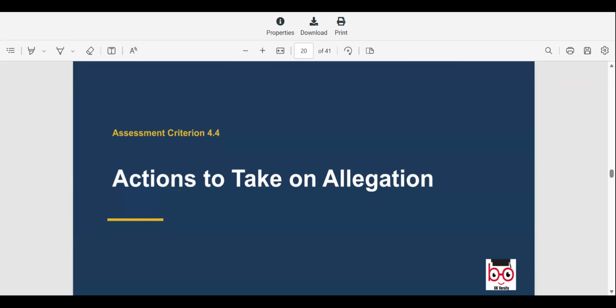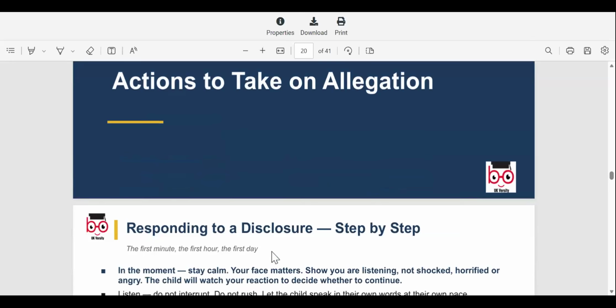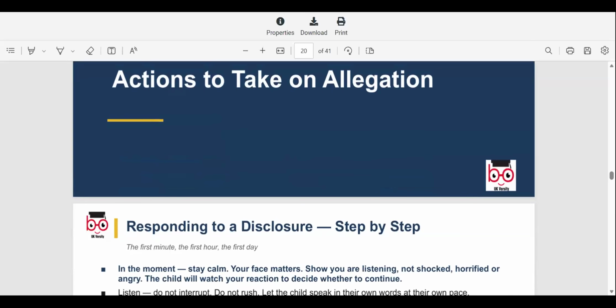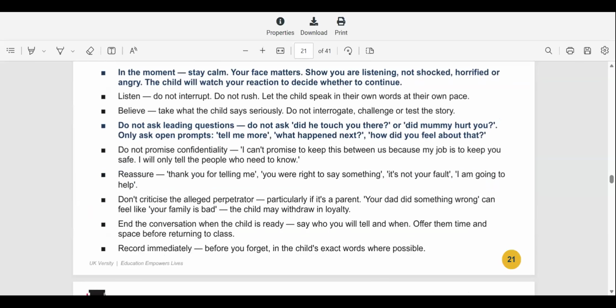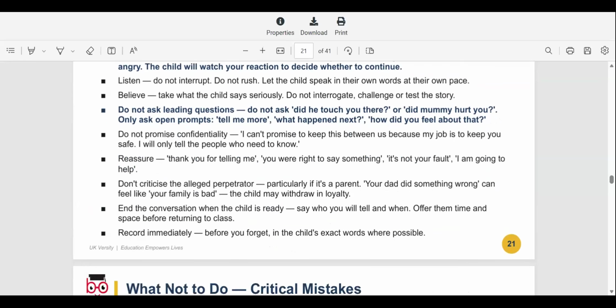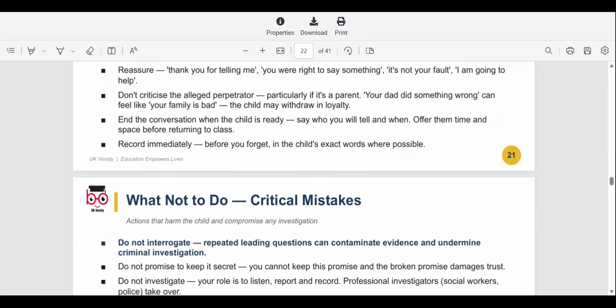Assessment criteria 4.4, actions to take on allegation. So you've got responding to disclosure, step by step. So stay calm. It's really important to stay calm. Listen to the child closely, and believe them, and do not panic. Do not ask any leading questions as well. And don't promise any sort of confidentiality, and reassure them that they're right in what they're saying. Don't criticize them, and don't promise them things as well.